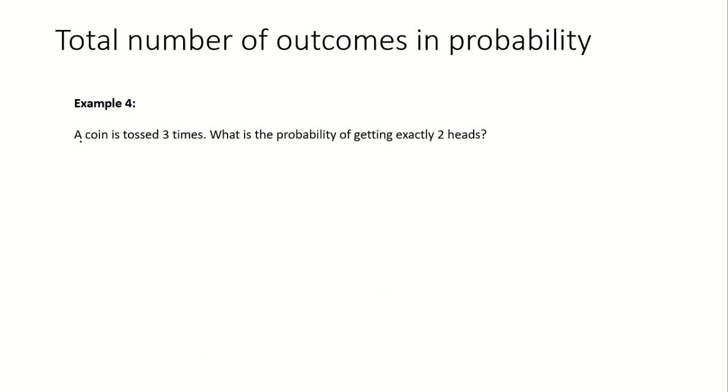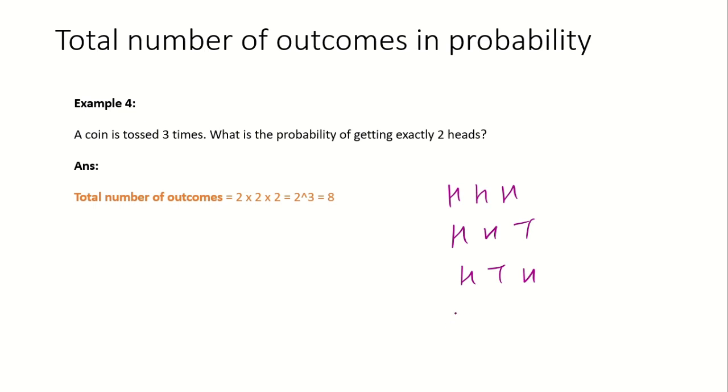Take another example. A coin is tossed 3 times. What is the probability of getting exactly 2 heads? In this case, the total number of outcomes is 2 cubed, which is 8. Let's say you get all 3 heads, or this combination, or HTH, or HTT, and so on. This is how you get 8 possible outcomes when a coin is tossed 3 times, or when 3 coins are tossed. It's the same thing.